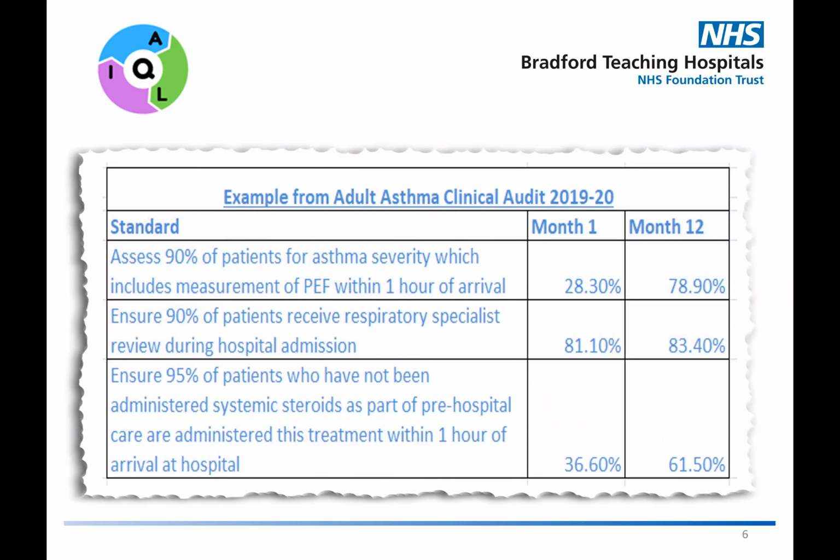Let's look at a real-life example. This is an extract from the National Adult Clinical Asthma Audit from a couple of years ago. In a complete audit cycle, you would re-audit against the same standards at month 12 to see if there had been an improvement. You may try lots of different interventions during that time and see an improvement at month 12, but you won't know which intervention gave you the most improvement.